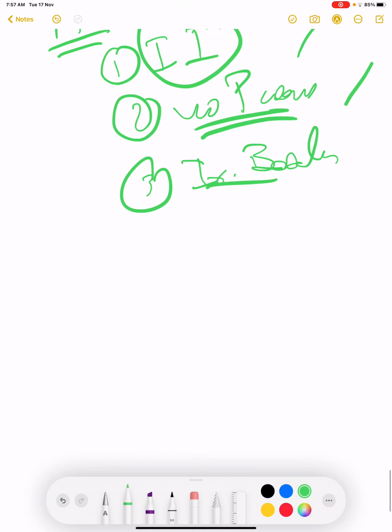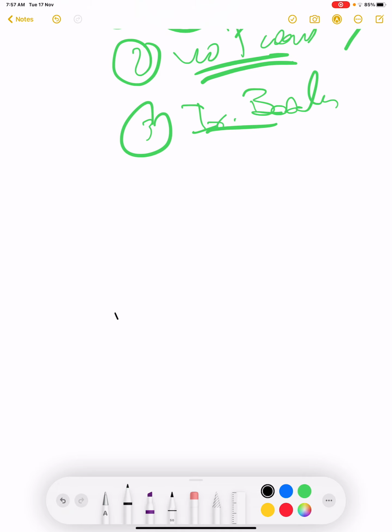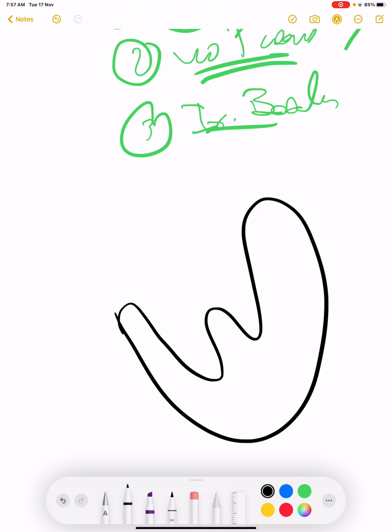Okay, and the last one, what happens in atrial flutter? In atrial flutter, at the junction of the inferior vena cava and right atrium, usually there is one focus in the atria which is generating impulses at a very rapid rate.